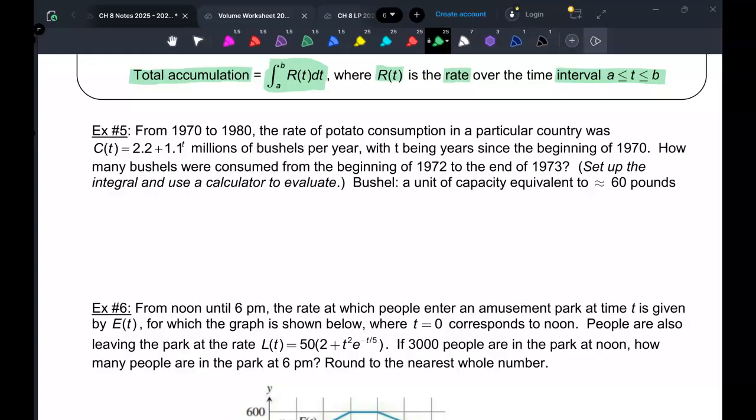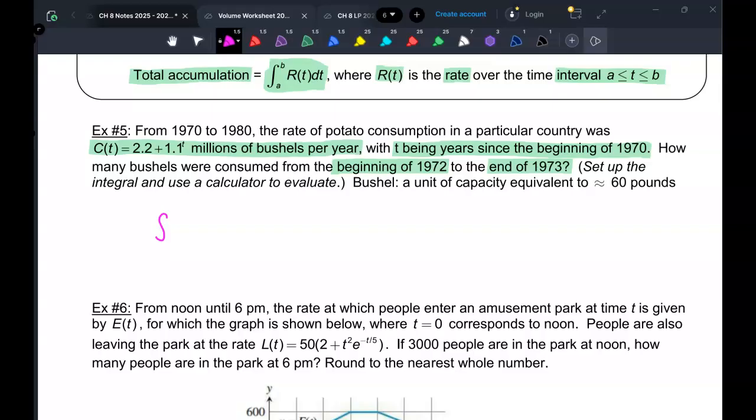All right, 1970, 1980. The rate of potato consumption of a particular country is given by this rate C of t. It's a lot of bushels per year. A bushel is about 60 pounds. t is the number of years since the beginning of 1970. I love potatoes. We want to know how many were consumed from the beginning of 1972 to the end of 1973.